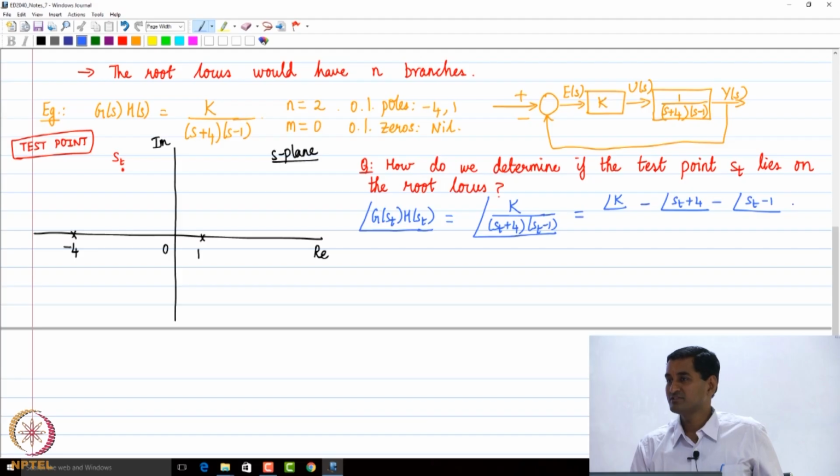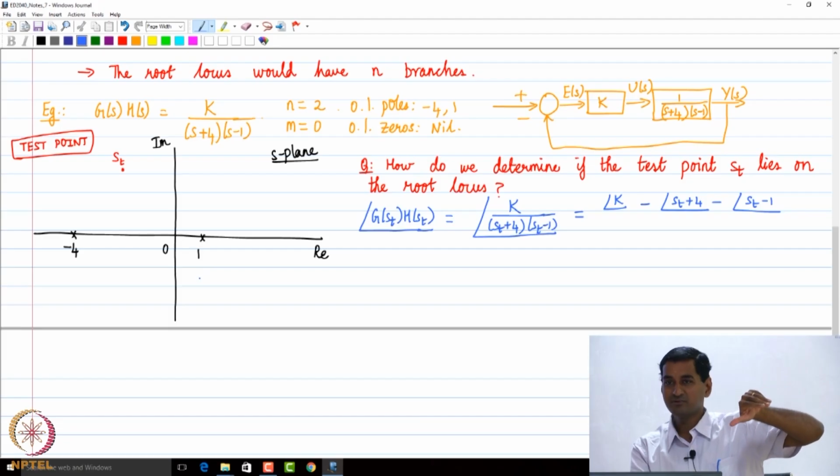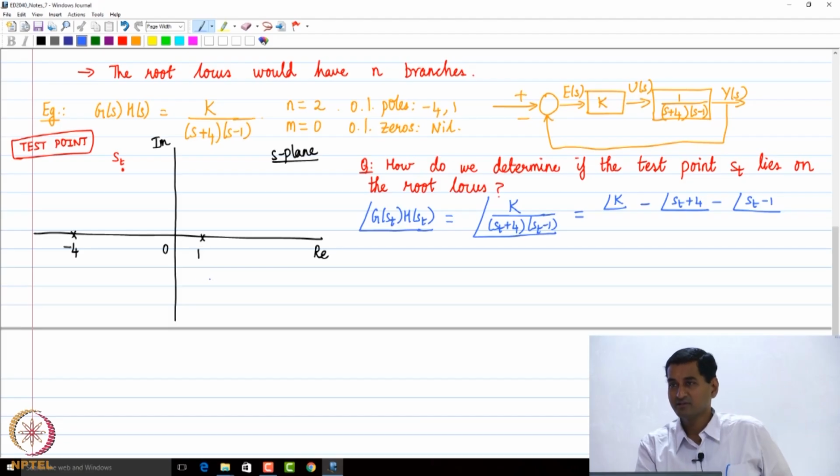So, what do you think is the phase of k? It is going to be 0 degrees, because k is going to lie somewhere on the positive real axis. How do we get the phase of a complex number? You draw a vector from the origin to the corresponding point, then you measure the angle that it makes with the positive real axis, in the counterclockwise direction. That you take to be positive. So that's the convention, right?